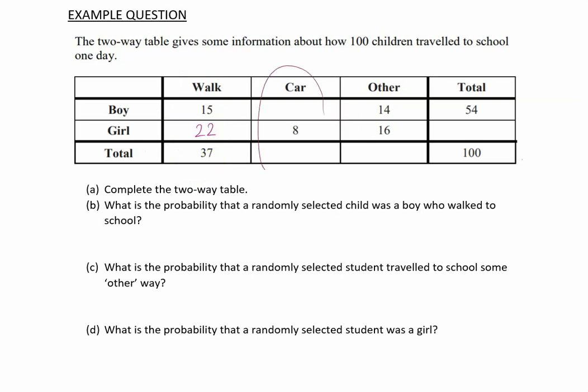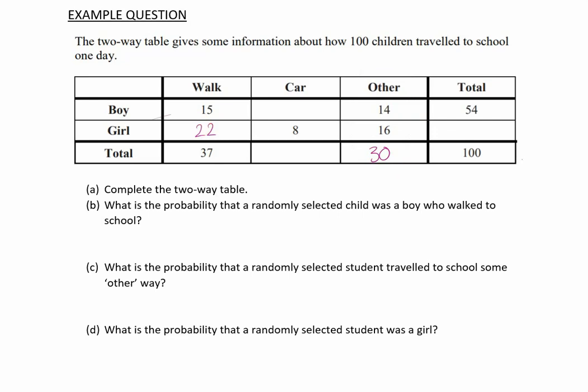If we tried to choose to fill in the car column, we'd get stuck because we have two unknown spaces there, two unknown values. So that's not a good one to choose next. Let's have a look at the other column. 14 boys walk to school and 16 girls walk to school. So if we want to know the total number of students that walk to school, we do 14 plus 16, and that gives us 30. 30 students walk to school altogether.